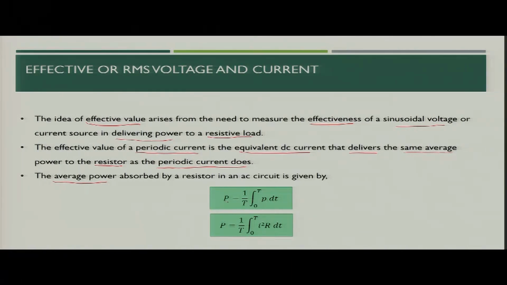The average power P is nothing but 1 over T times the integral of p dt between 0 and T. Now, we know that the power p is nothing but V into I, and V can be replaced with I R according to Ohm's law, so it becomes I square R. So, this p dt can be equivalently represented as I square R. So, average power P can be given as 1 by T, integral from 0 to T of I square R dt.